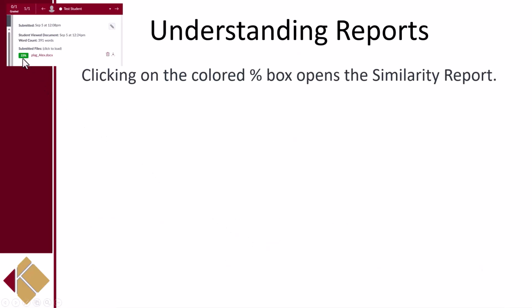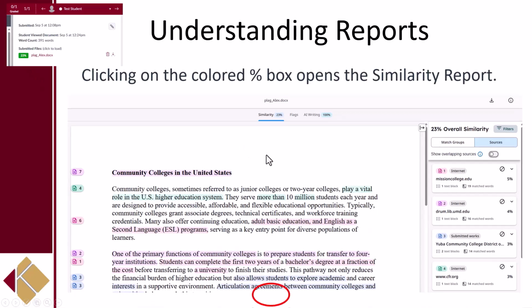Clicking on the colored percentage box will open the similarity report. This is the similarity report for the sample assignment that received the 23% score. Each of the highlighted sentences represents text that can be found verbatim elsewhere on the internet or in previously submitted assignments. Each similar text is highlighted in a different color and assigned a number. If you look to the column on the right, you can see items marked with the same numbers and colors as the highlighted text. This shows you where the original text was found.